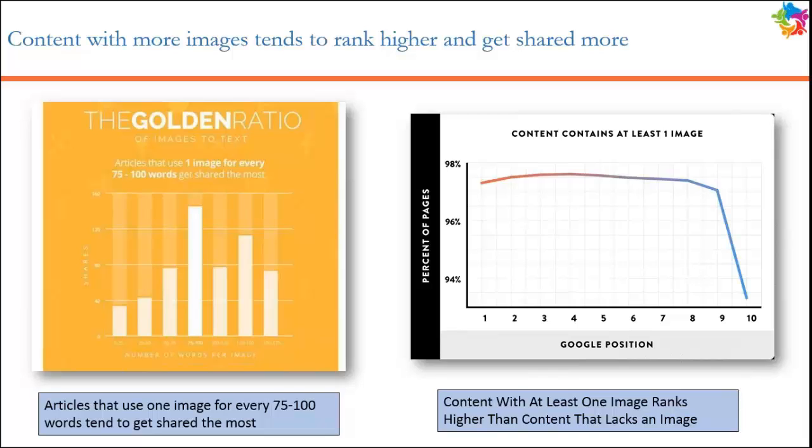Okay, so you can see content with at least one image ranks higher than content that lacks an image. In fact, content that contains at least one image tends to rank higher on page 1 than content that does not have any visuals, any image on it, right?